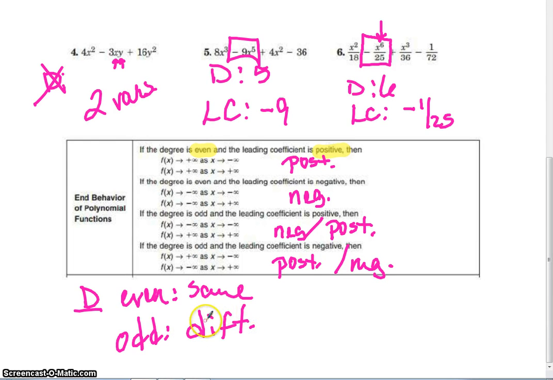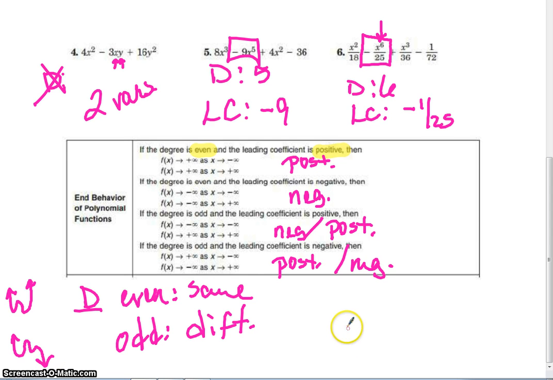Okay? Meaning that an example of same on both ends is if you had something like this. See how it's going up here and it's going up here? They're the same. An example of odd, meaning it was going to go different, would be something like this. It's going up on the left and it's going down on the right. Okay? So that's just kind of an example of what we're even talking about.